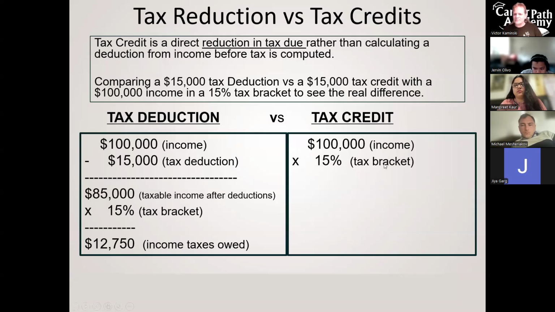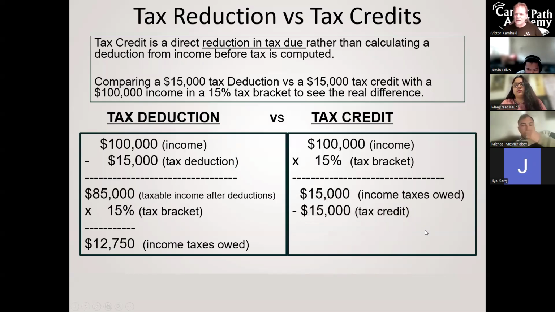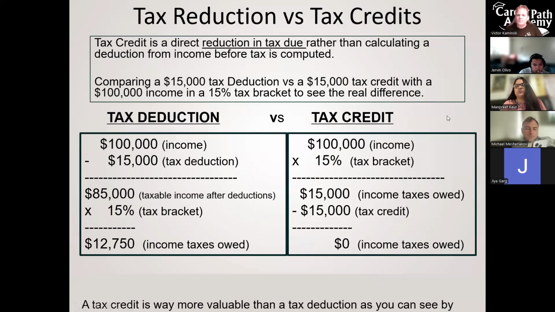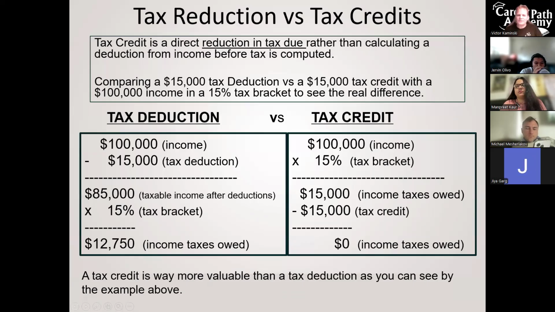You times your tax bracket of 15%, that's $15,000 in income taxes owed. And then you get that credit of $15,000. You pay nothing in income tax. So which one's more valuable, a tax deduction or a tax credit? Tax deductions are calculated before the taxes are, and tax credits are credited after the taxes are computed. Zero, 12,750. Yeah, tax credit clearly more valuable, right? I just want to paint you that picture so you could see that there is a difference.